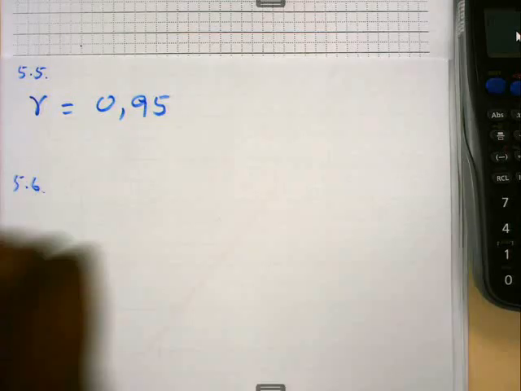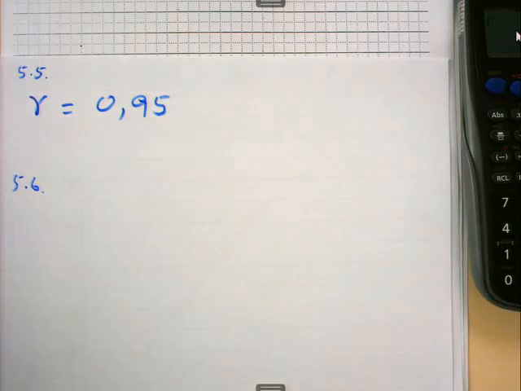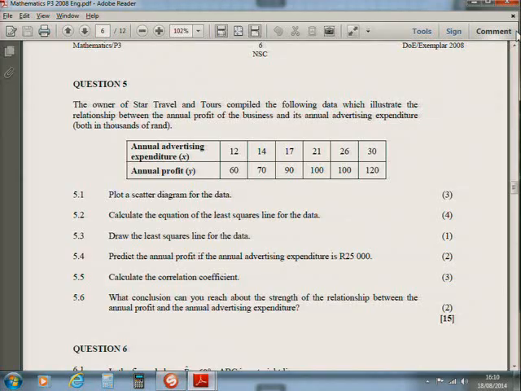Now the last question, I'm sure you guys are doing very well as well. The last question: what conclusion can you reach about the strength of the association, of the relationship between the annual profit and the annual advertising expenditure? What conclusion can you make about the strength now?